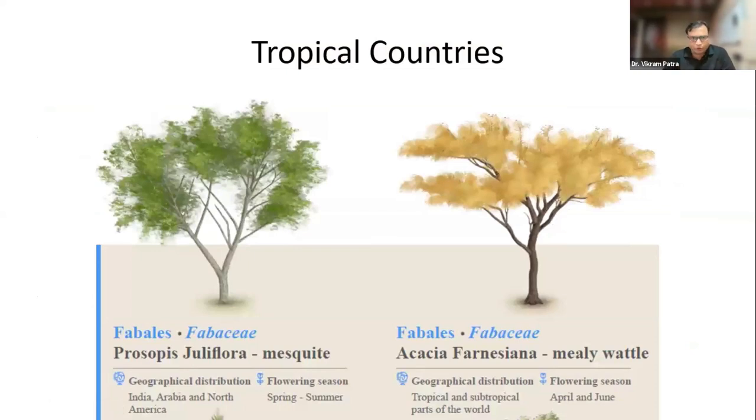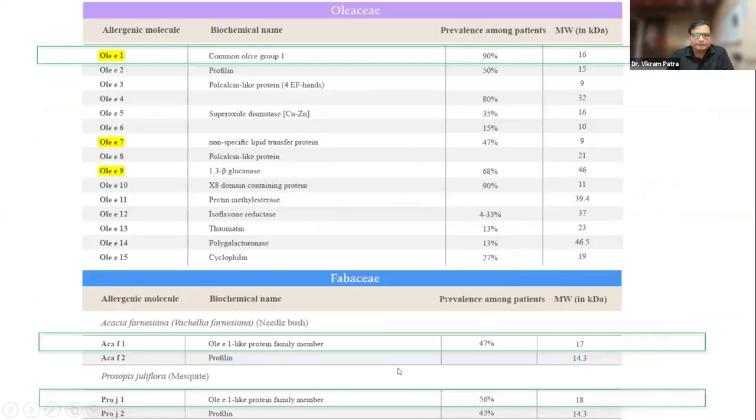But when it comes to tropical countries, we have more of the Fabaceae family, that is Prosopis juliflora, mesquites, and the acacia. The acacia is the babul tree, what we call the babul tree. So they are very common in our country, and they have Ole e 1 like protein family members.